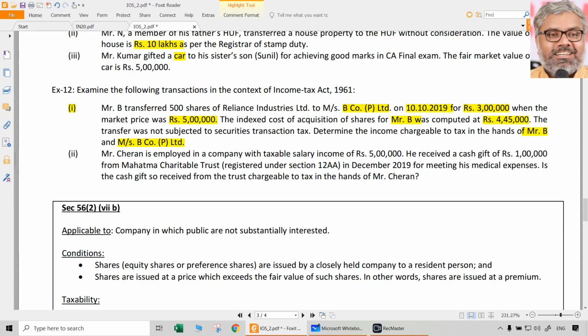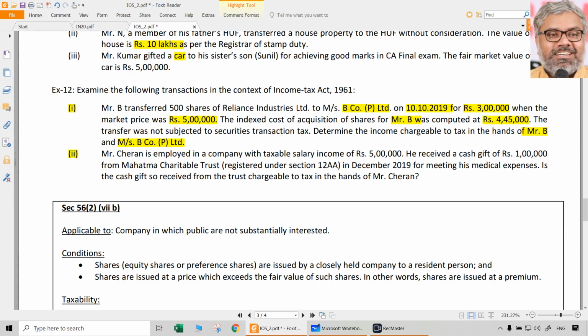That means how much is taxable in the hands of Mr. B? 55,000 is taxable as what? Long-term capital gain. Why? Because 4,45,000 as given in the question was indexed cost of acquisition. So for B Company Private Limited, 2 lakhs is taxable under income from other sources. For Mr. B, 55,000 is taxable as long-term capital gain. That is the conclusion of first point.